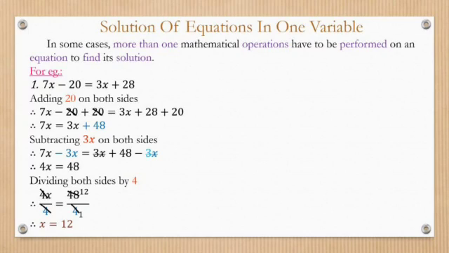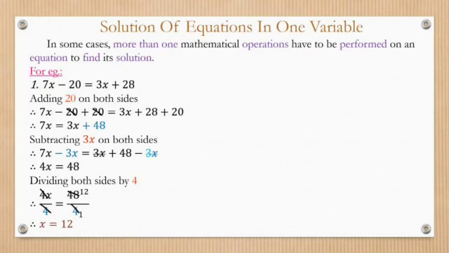So to remove 4, we have to divide 4 on both the sides. So dividing both sides by 4. 4x upon 4 is equal to 48 upon 4. So 4 gets cancelled. Therefore x is equal to 12. Am I clear, children? So here what you have done, more than one operation you have used.